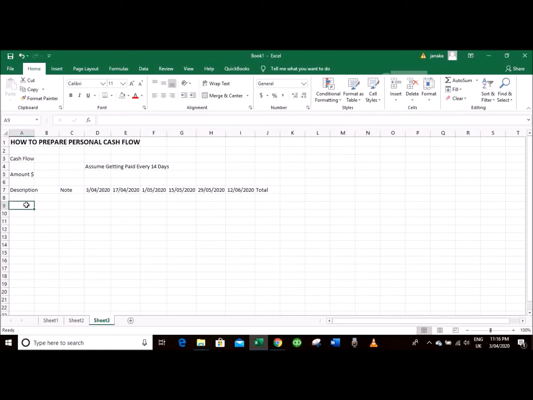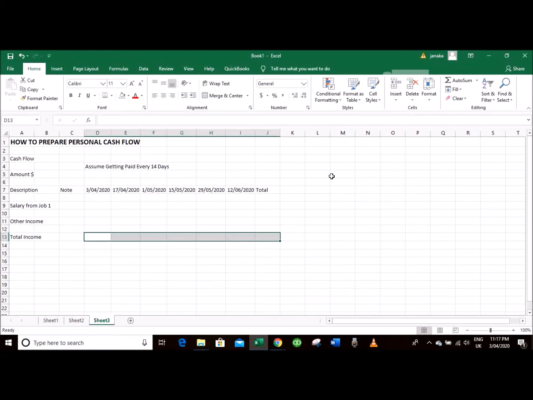Right, so type the main income, other income sources, total income. Let me say total inflow. Get the total, and then the payments.